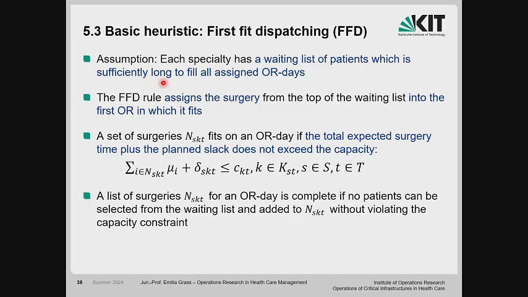Then the FFD rule assigns the surgery from the top of the waiting list into the next open OR in which it fits. What does it mean? When does it fit? It fits if the expected duration plus the slack time is below the capacity of operating room K on day T. Okay. So we don't consider overtime for now, for this heuristic, which makes it easier to compute. And as soon as all surgeries are assigned, then we are done with this heuristic.